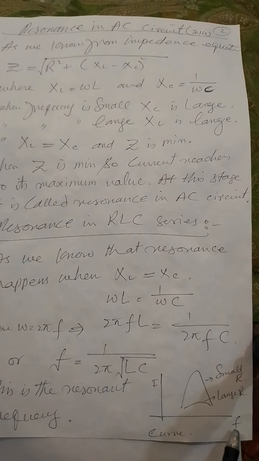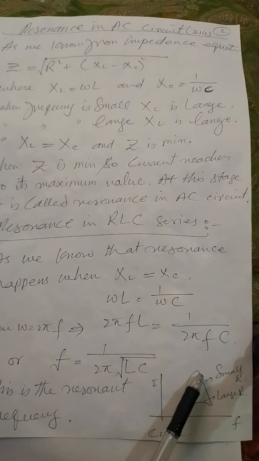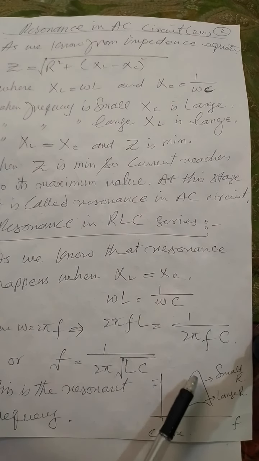We can explain the resonance curve with a graph. Along the x-axis we take the frequency, along the y-axis we take the current I. For large R, the current is minimum. If the overall resistance of the RLC circuit is large, the current will be minimum. If the resistance is small, the current increases to its peak value, and this happens at a certain frequency.